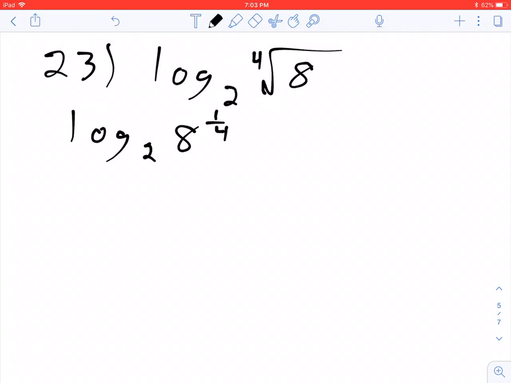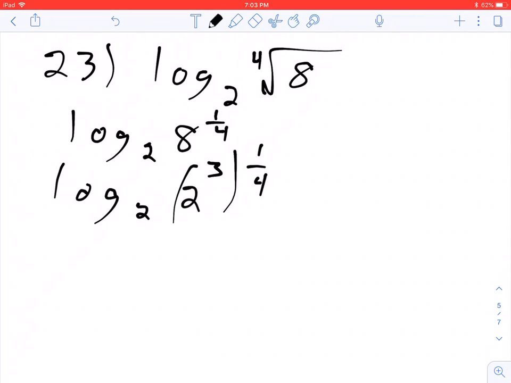The next thing you want to try to do is to get the number that's being logged written as a power of the base. So our base is 2. We want to try to rewrite 8. So it's going to be log base 2 of 2 to the 3rd power, to the 1/4. Now you might say, where did 2 to the 3rd come from? Well, 2 times 2 is 4, times 2 is 8. So I rewrote 8 as 2 to the 3rd. Why did we do that? We did that so this 2 of the base matches this 2, which is the base of the number that's being logged. When that happens, we're able to cancel things out.